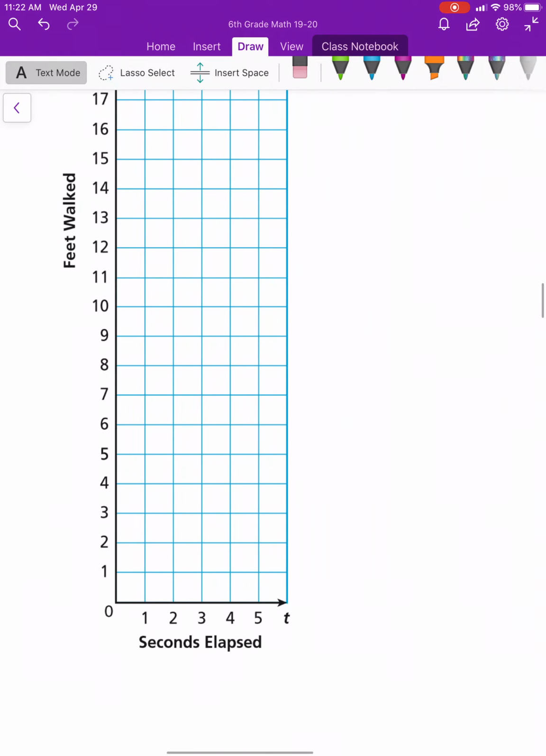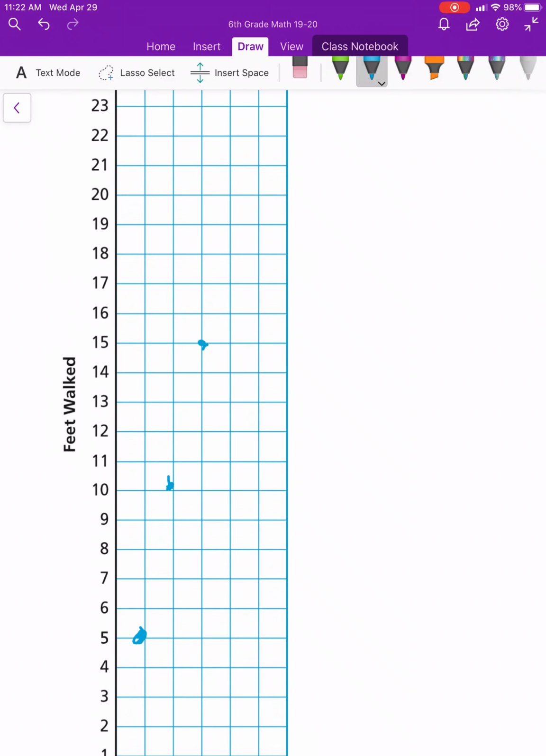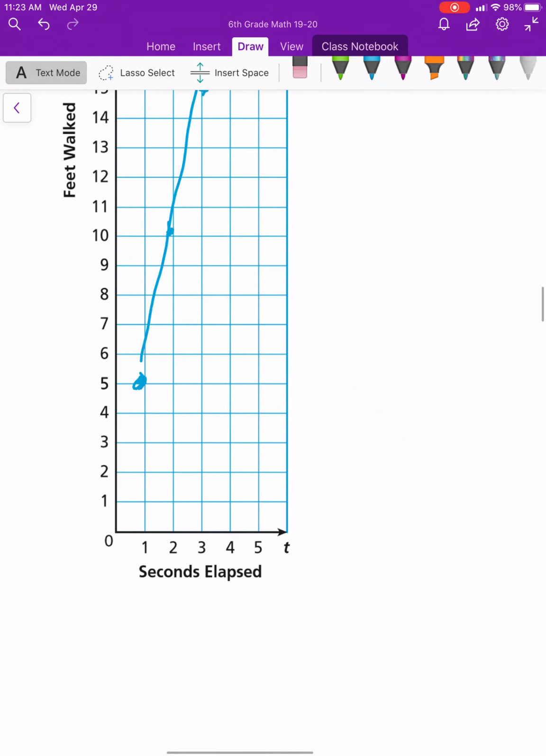Same for student number 2, who walked 5 feet for every 1 second. 5, 10, 15, 20, and so on. It's going to look like that. Continuing on up. Why am I drawing an arrow that continues on? Well, because I can do it for as many seconds as I want. The distance will remain the same.